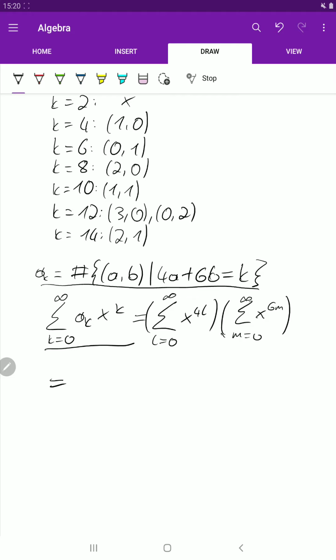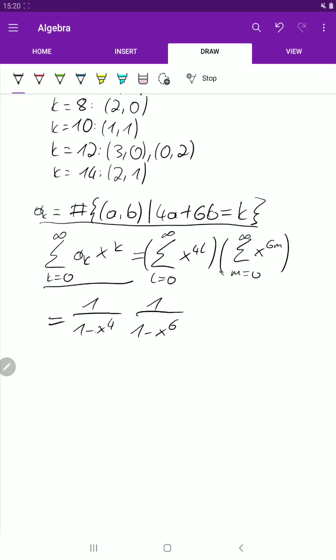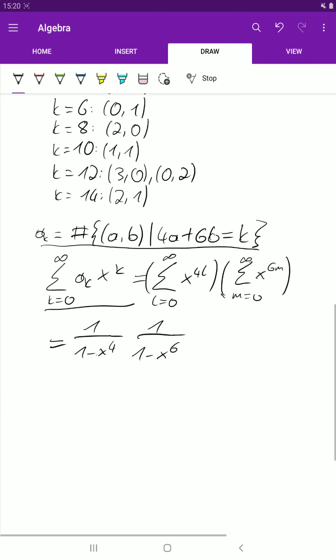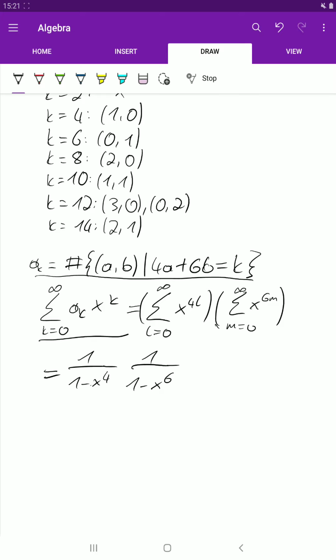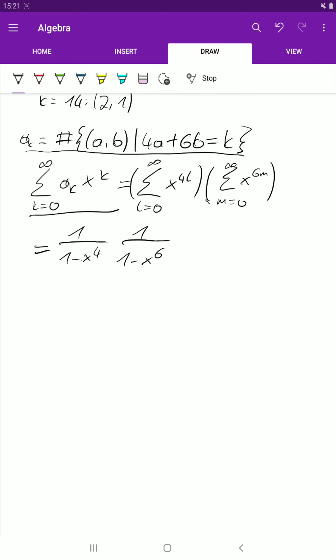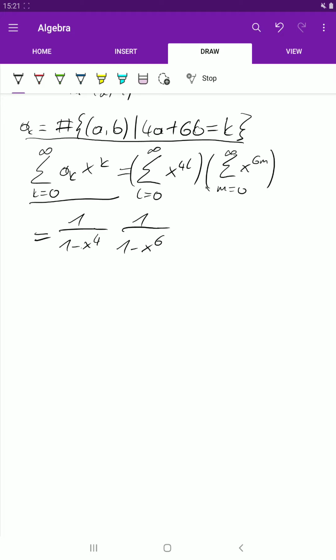And now we just use geometric series. So we get 1 over 1 minus x to the 4th times 1 over 1 minus x to the 6th. Now, it's not entirely clear why we do this, but we want a recursion of length 12, so that's the hint. It's probably not entirely clear why we want a recursion of length 12. But if we assume that, we can just look at this thing here.